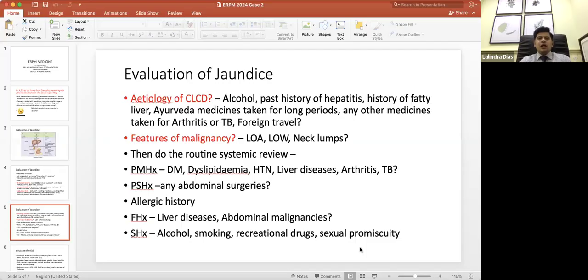Whether the patient has consumed any Ayurveda medications for long periods, or any other Western medicines, such as those taken for rheumatoid arthritis or even pulmonary TB. Like when the patient has been on methotrexate for a long period, and also when the patient has got tuberculosis and whether he's been treated with rifampicin. Why? We all know rifampicin is hepatotoxic. Not only rifampicin, even isoniazid and pyrazinamide can be hepatotoxic, but mainly it is rifampicin. Right. And also ask about foreign travels, whether the patient has traveled abroad recently.